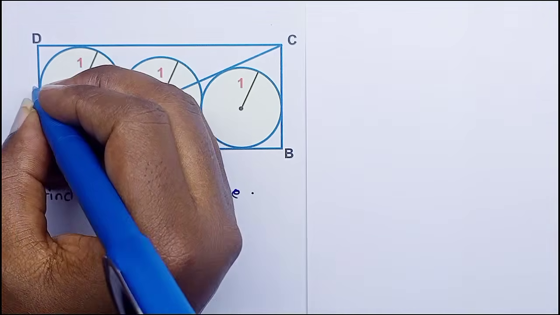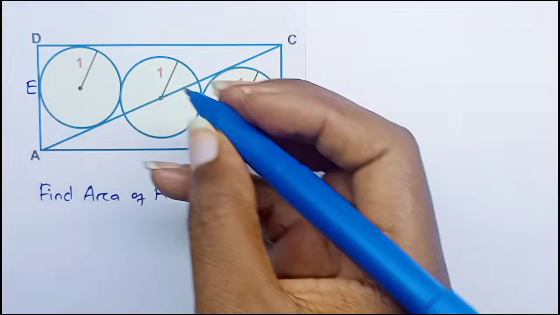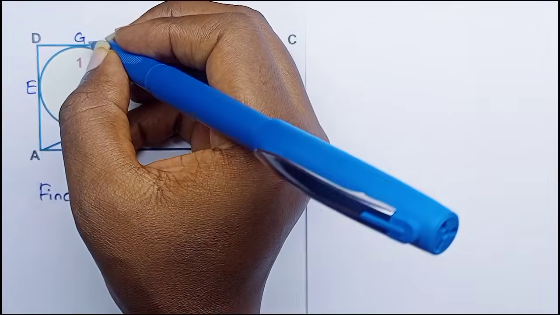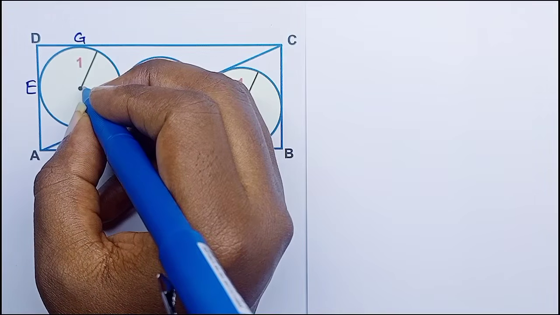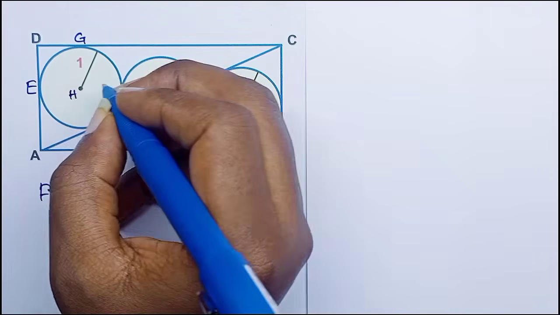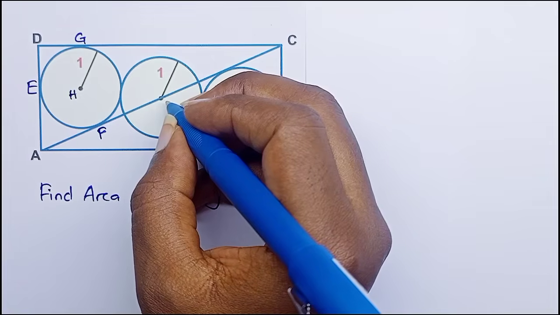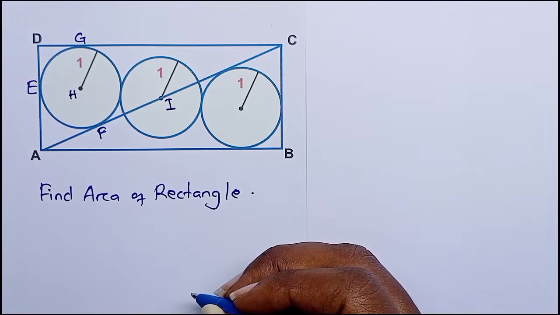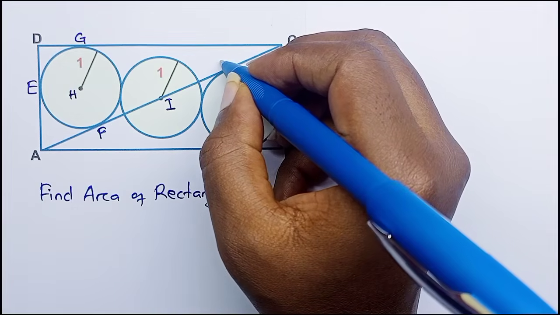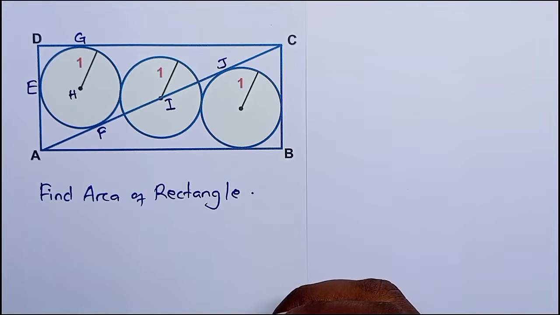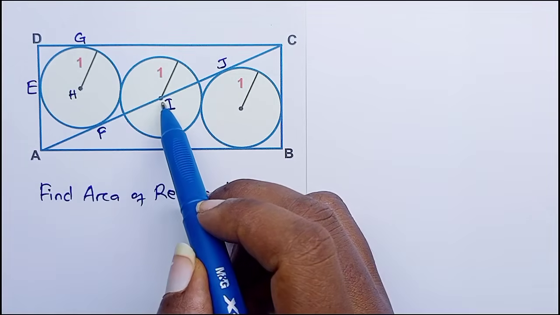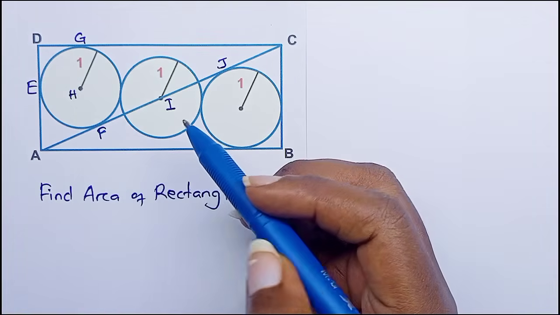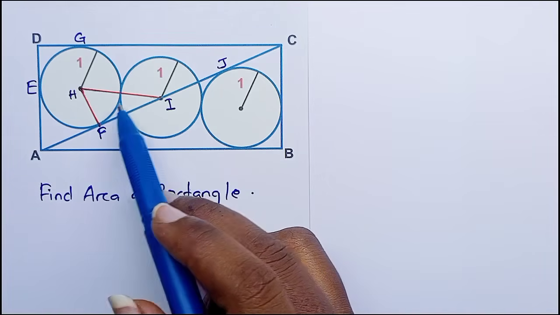Now let this point here be E. Let this one here be F. Let this one here be G. And let this center be H. And let this center of this one be I. And let this one here be J. The first step we're going to do is connect center H to center I, and also connect center H to point of tangency F, just like I have done here.